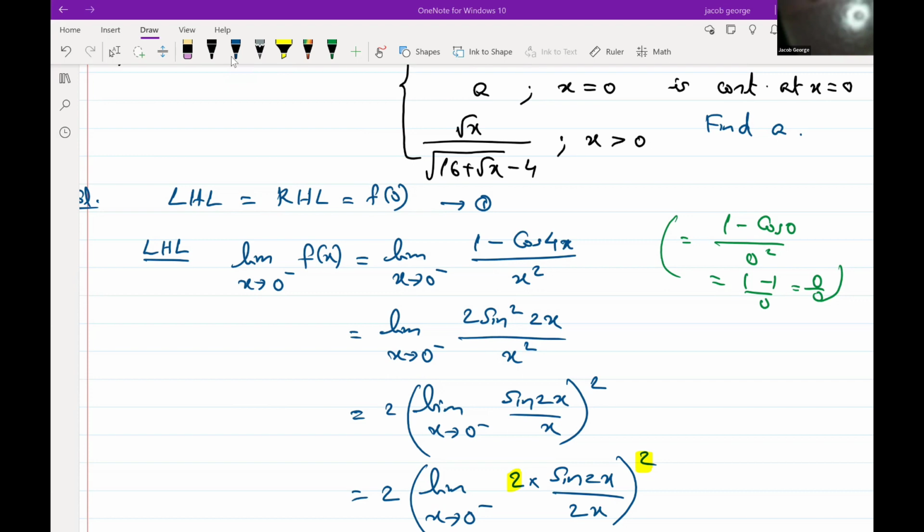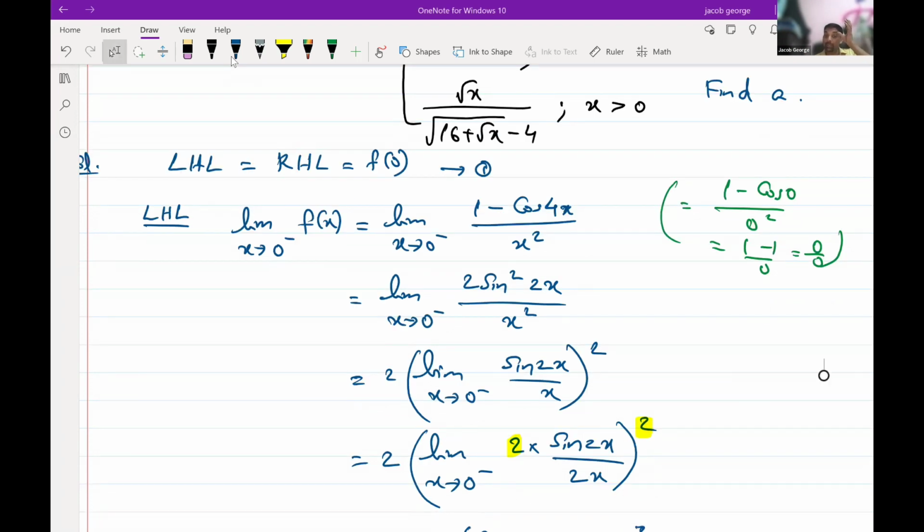So hope you all understood that substitution. 1 minus cos 4x is 2 sine square 2x. Then we get 2 sine square 2x upon x square. That square can be taken outside the bracket, and 2 is also taken outside. So 2 into limit x tends to 0, sine 2x by x. But sine theta by theta is 1.